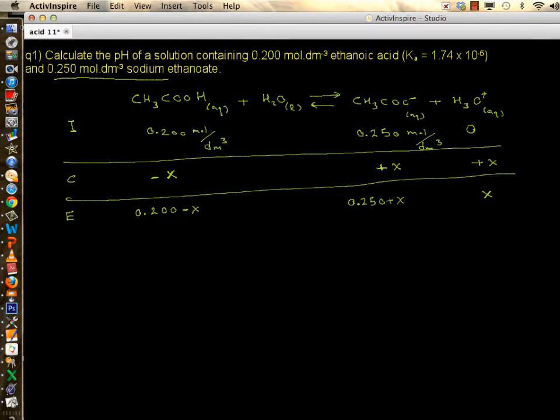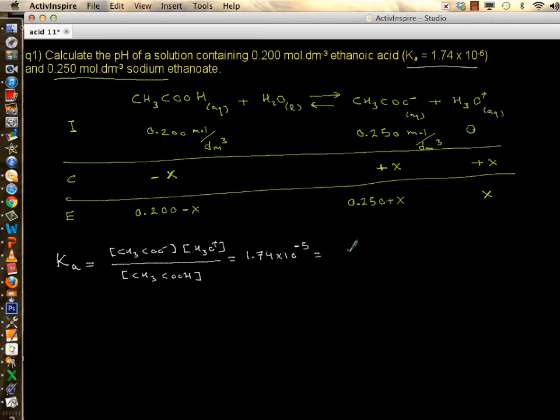So now let's write our equilibrium expression. Ka, the dissociation constant of the acid, is products over reactants. So it's CH3COO minus times hydronium or hydrogen divided by the concentration of CH3COOH. Ka is given to us in the problem. It's 1.74 times 10 to the minus 5, which is equal to 0.250 plus X multiplied by X, that's my products, divided by 0.20 take away X.